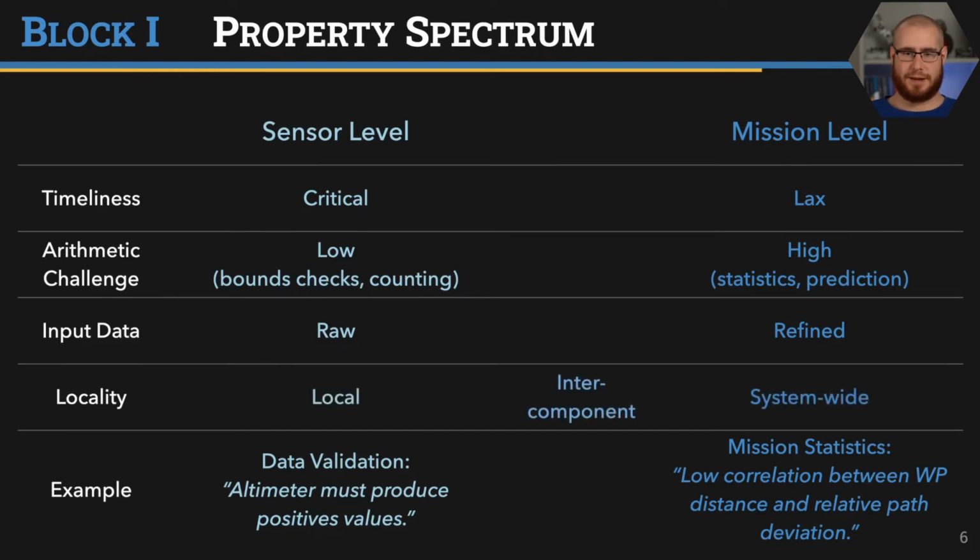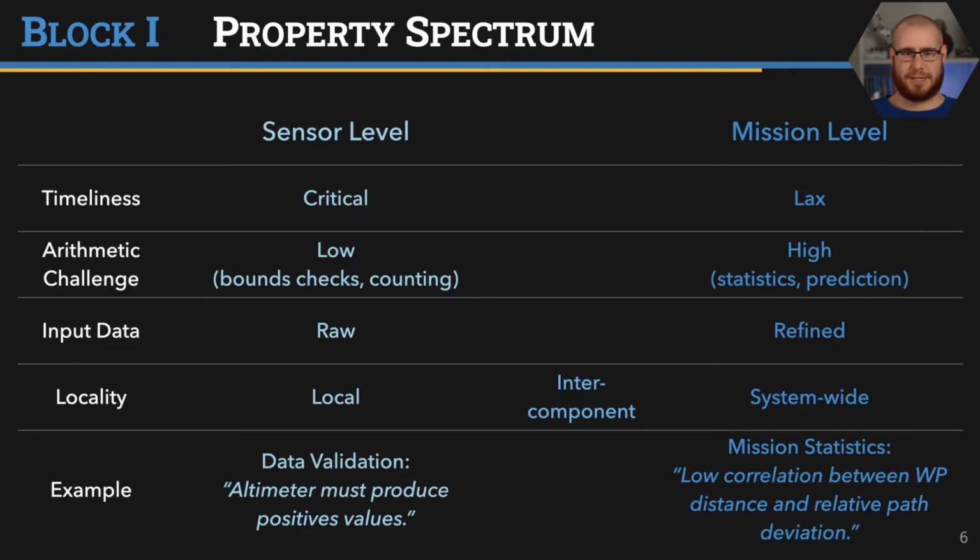We don't only check one thing in isolation as we do for the sensor level. Of course, there is not just this separation between sensor level and mission level, there's also things in between. For example, intercomponent checks. Most notably, this is like cross-sensor validation, where we want to check whether one reading makes sense by comparing it against the reading of a different sensor.